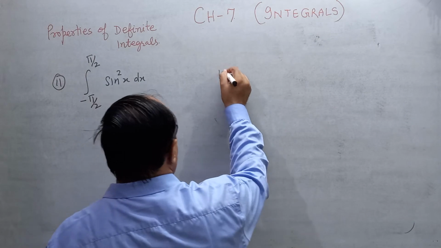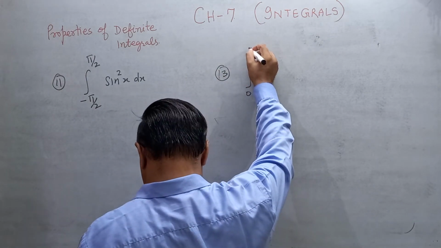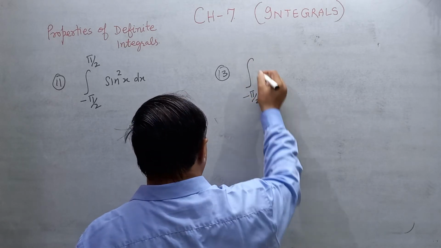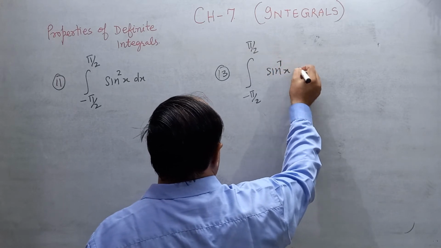And question number 13: integration from minus pi by 2 to pi by 2 of sin 7x dx.